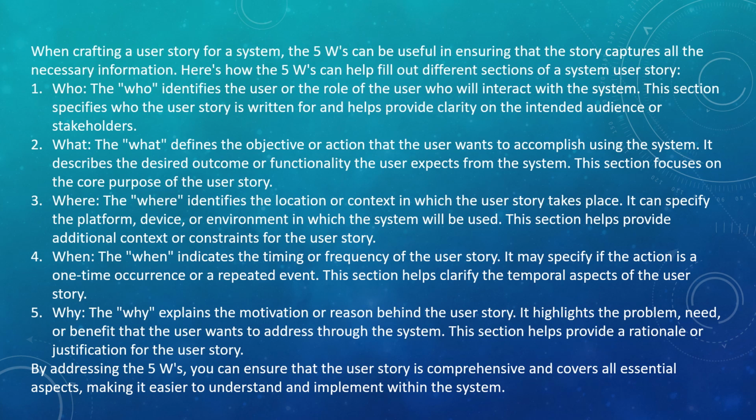The why explains the motivation or reasons behind the user story. It highlights the problem, need, or benefit that the user wants to address through the system. This section helps provide a rationale or justification for the user story. By addressing the 5 Ws, you can ensure that the user story is comprehensive and covers all essential aspects, making it easier to understand and implement within the system.